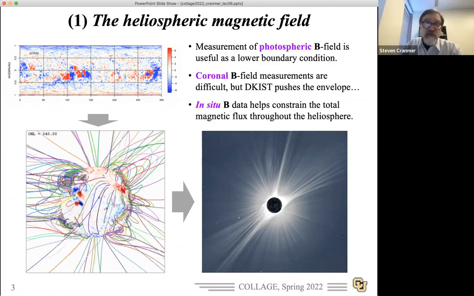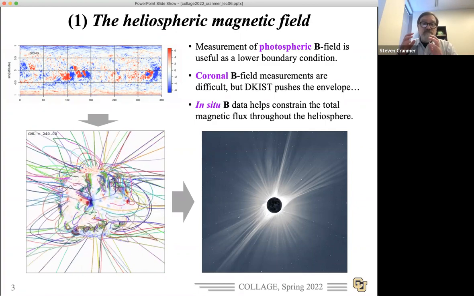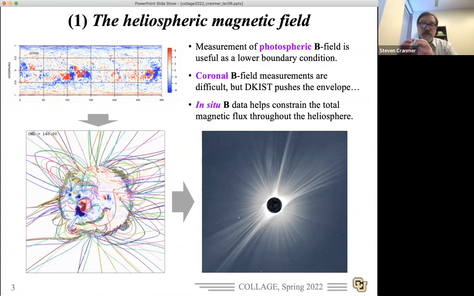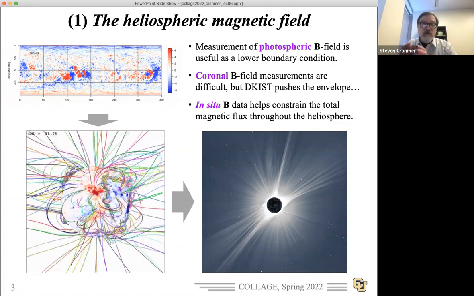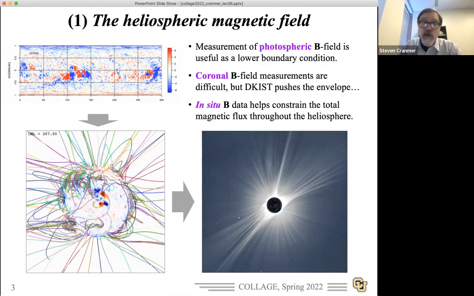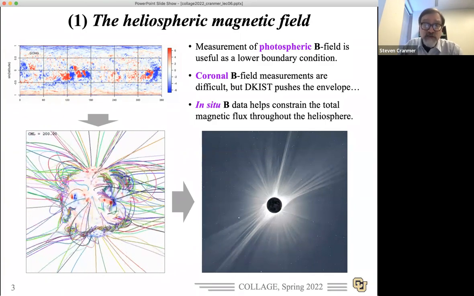Mainly what I'm going to be talking about here is taking that photospheric field and then solving an extrapolation problem, right? If you know the field along the surface of the sun at the photosphere, how well can you just use that piece of information to estimate the field everywhere above it? And there are these other good measurements of the magnetic field.